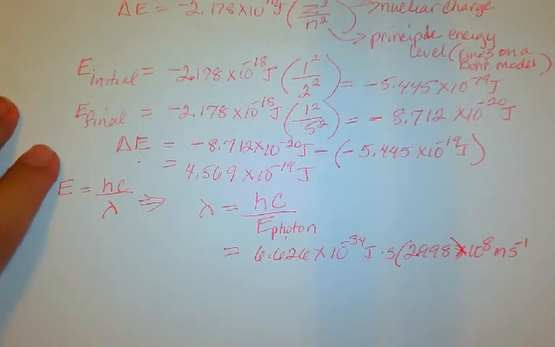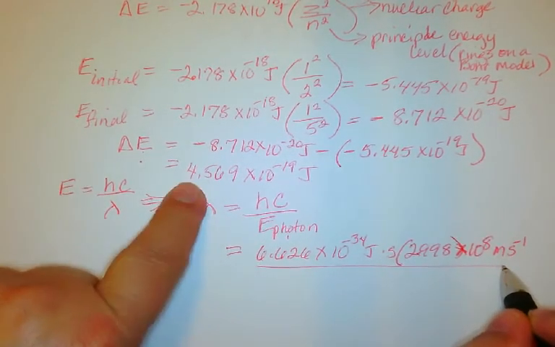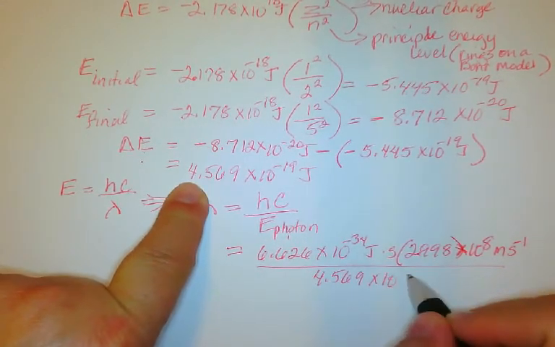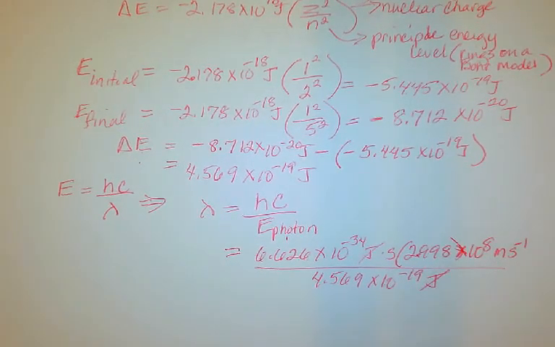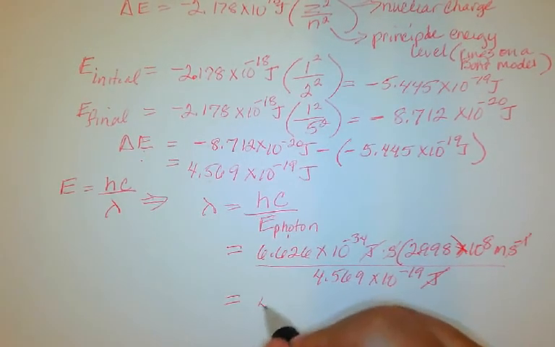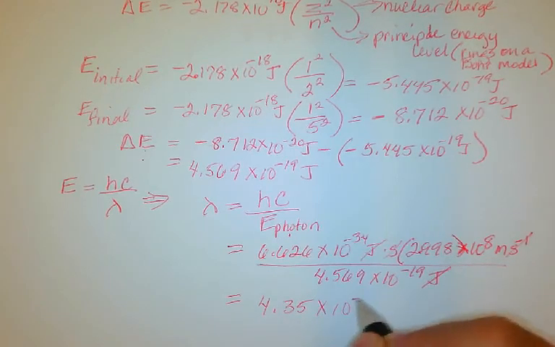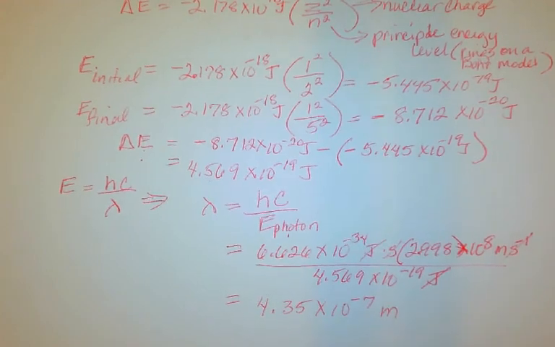All right, so as we continue, that is going to be divided by the energy of the photon, which was the 4.569 times 10 to the negative 19th joules. And we can start to cross out units. Seconds to the -1 and seconds here, we're left with just meters. And multiplied and divided out, we end up with 4.35 times 10 to the -7th, and that is meters.